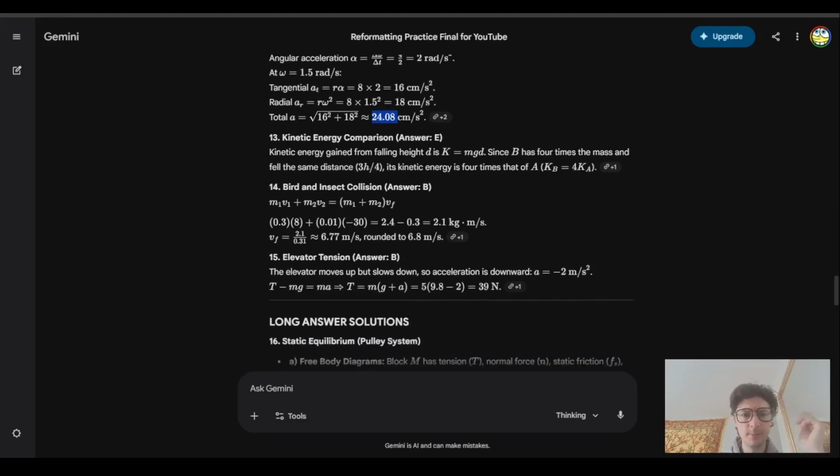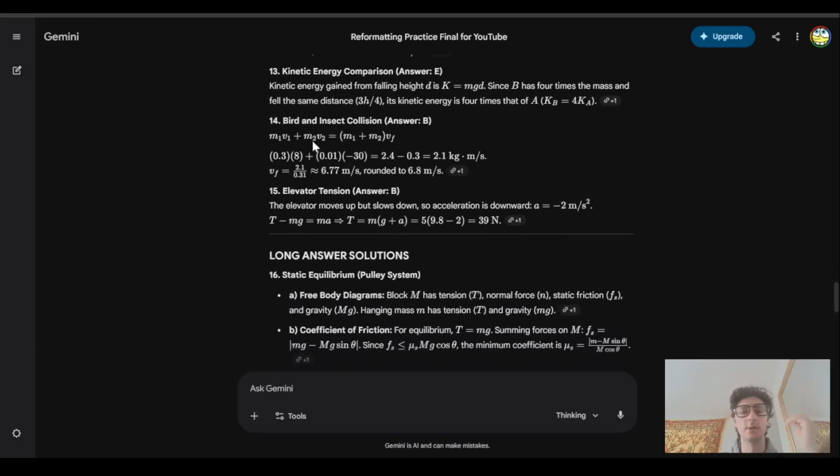Oof. Kinetic energy comparison. This one I also got wrong. Super silly. I just very quickly went through it and I chose Ka equals 4 Kb, which should have been Kb equals 4 Ka. I think my logic for this problem was right. I just very quickly went through it and I didn't see that the masses were different. So check out this problem, see if it makes sense. So I think that's 5 incorrect.